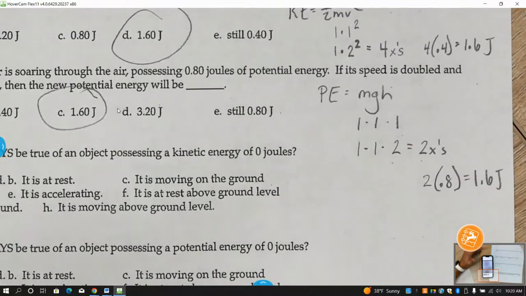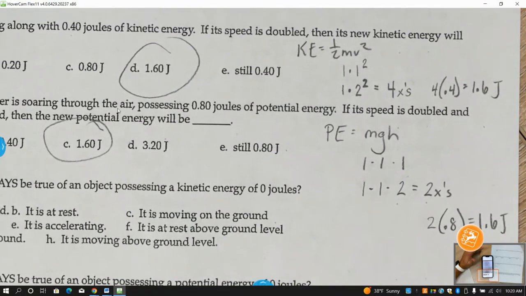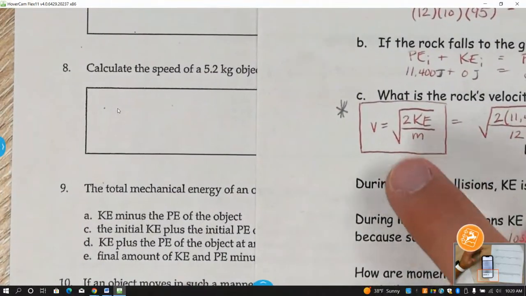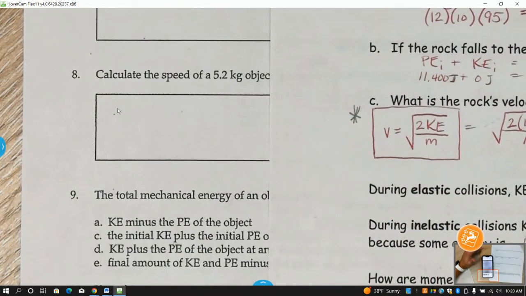Okay, the rest you guys should be able to do. Again, number 8, you're going to use this equation here. So everyone rewrite this equation in on number 8. And then the very, very last thing I'll show you, number 11, is super easy.